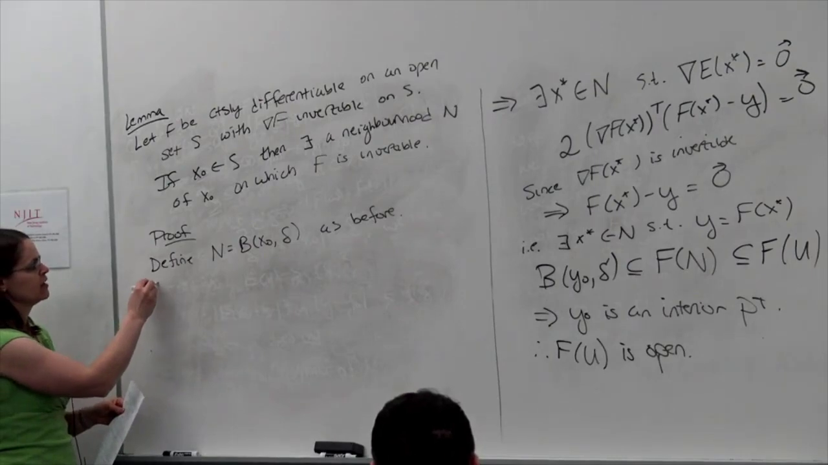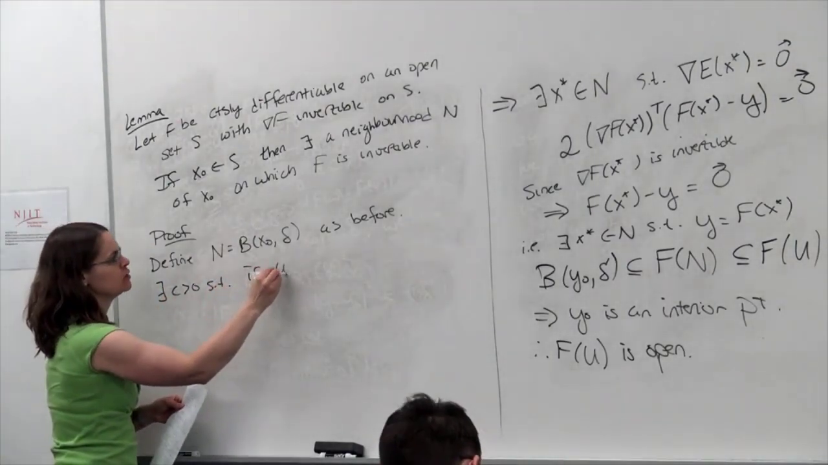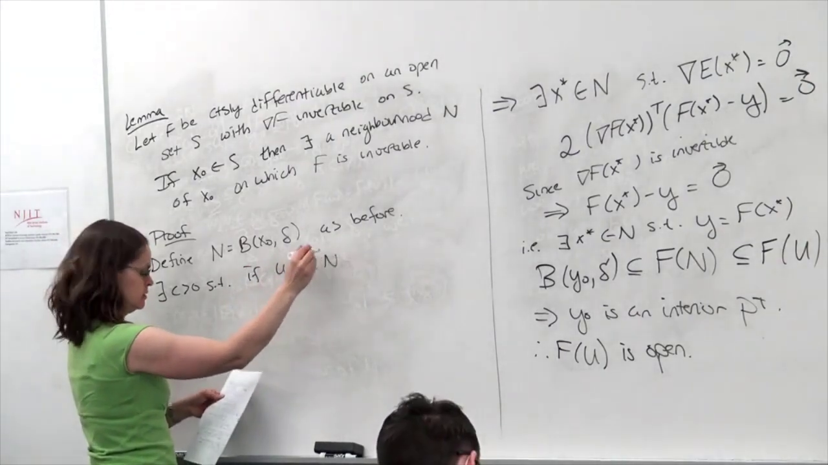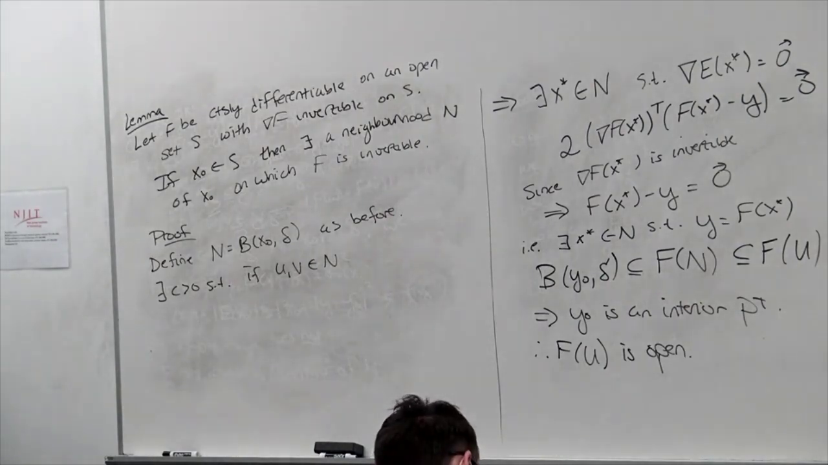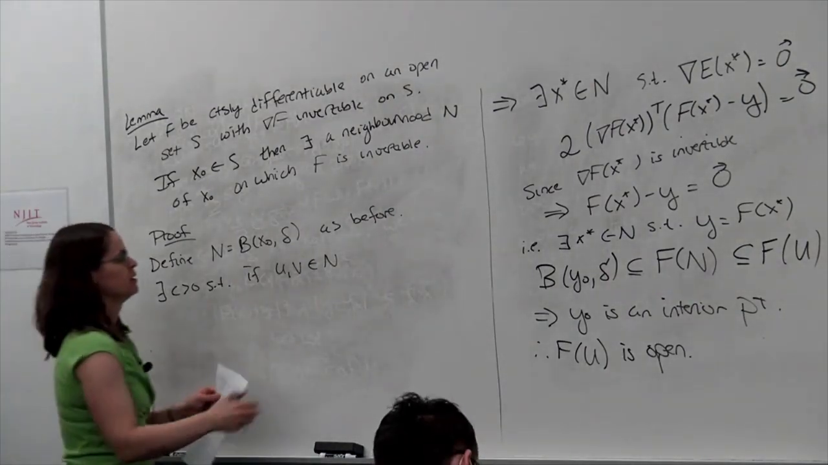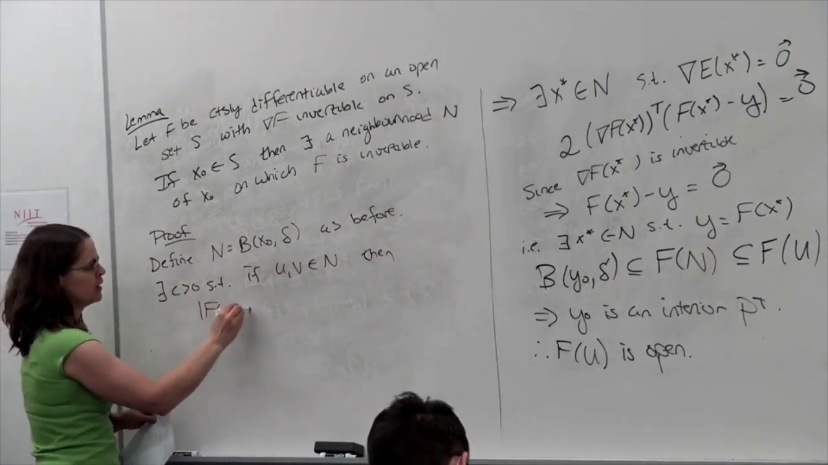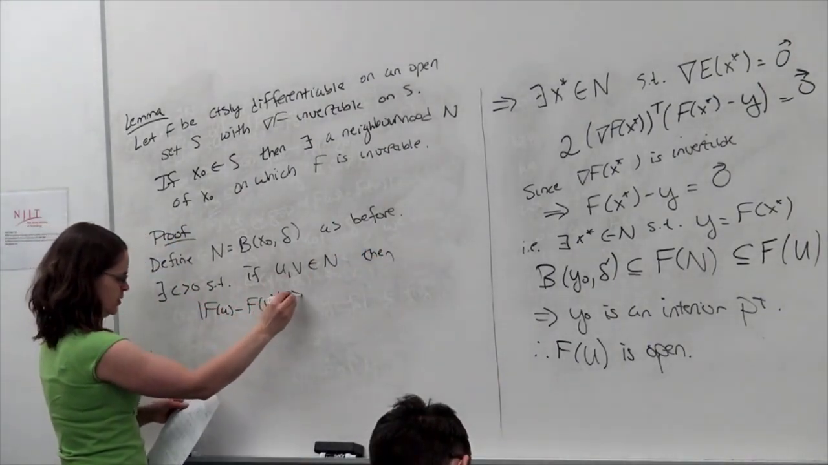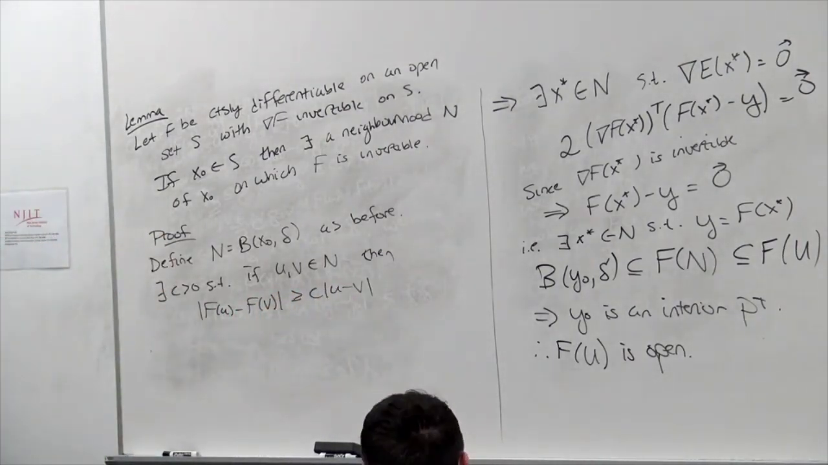Okay, and we said there is some positive C such that if U and V are in this set, right? And we said it was true for the closure of the set, but it's also true for U and V in the open set, right? Then f of U minus f of V is bigger than or equal to C times the length of U minus V.